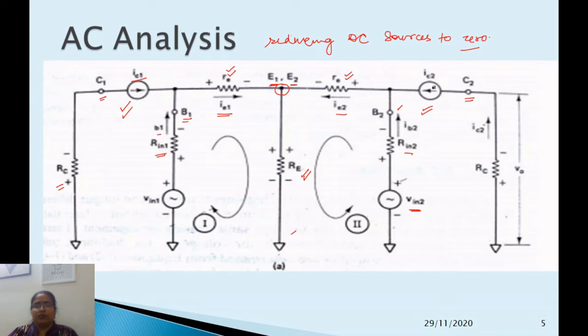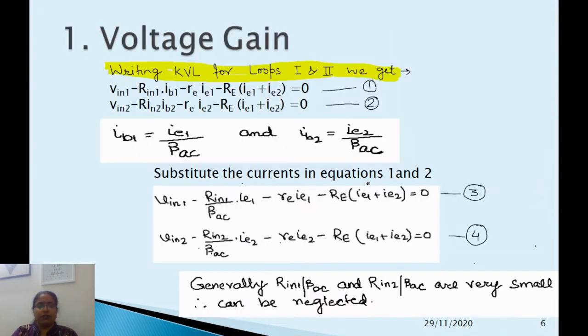So this is the C2 terminal, this is IC2, this IC2 current is flowing through this RC circuit in this manner, right? And this is the V0 we will be taking across this RC at the C2 with respect to the ground, right? So as you can also see, these are the two loops we are taking. This is the first loop and this is the second loop. For the AC analysis, we will be calculating the voltage gain, input resistance and output resistance of this amplifier. So first one is the voltage gain.